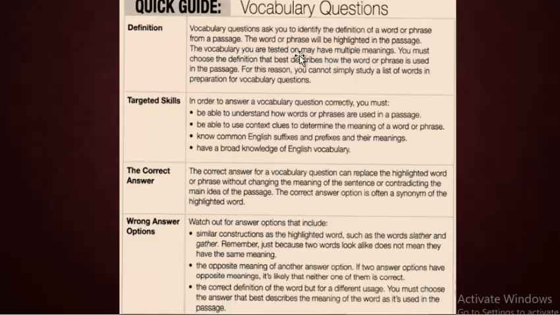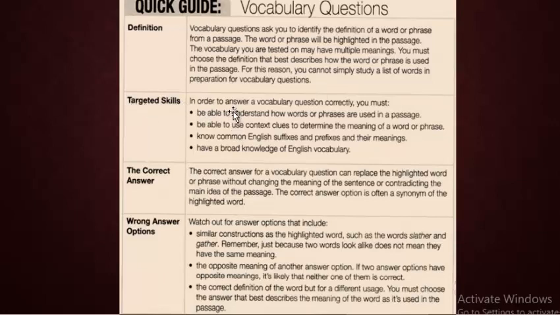The vocabulary you are tested on may have multiple meanings. Be aware that a word can have several meanings. You must choose the definition that best describes how the word or phrase is used in the passage, the meaning that matches the context. For this reason, you cannot simply study a list of words in preparation for vocabulary questions. There is no need to read a small book or a few words for TOEFL.